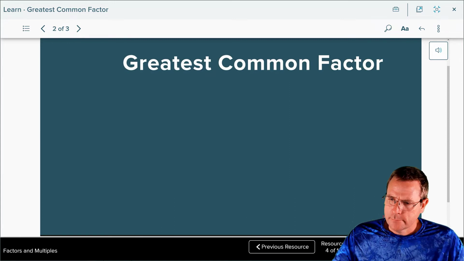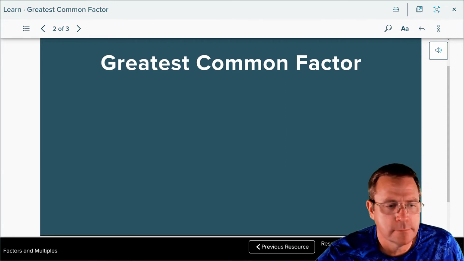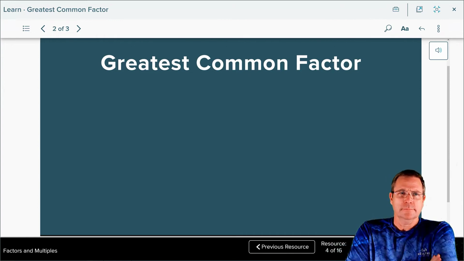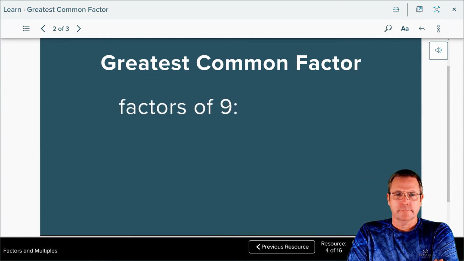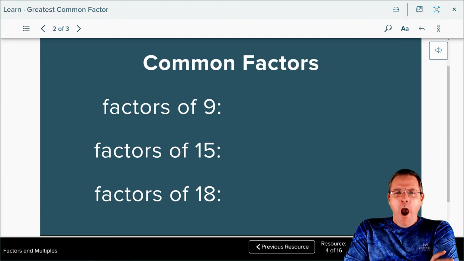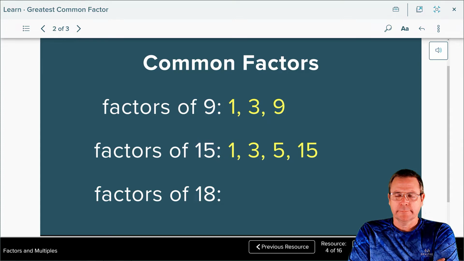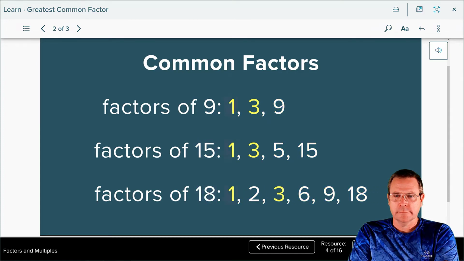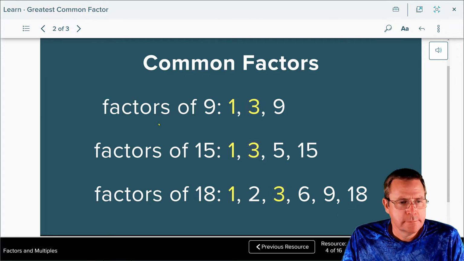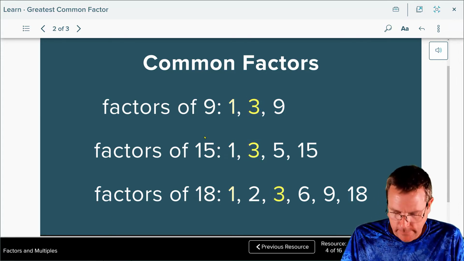The greatest of the common factors of 2 or more numbers is called the greatest common factor, or GCF. One method for finding the GCF of 9, 15, and 18 is to use their common factors. List the factors of 9, 15, and 18. The common factors of all 3 numbers are 1 and 3. Since 3 is... Now let me talk for just a minute about what they did there.